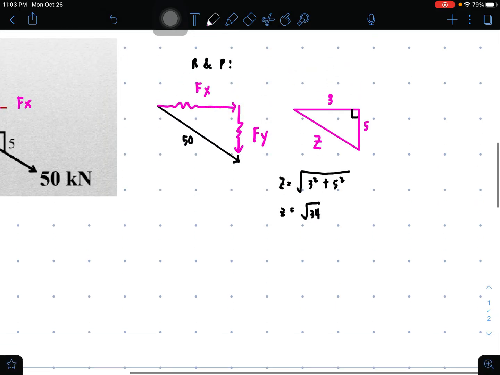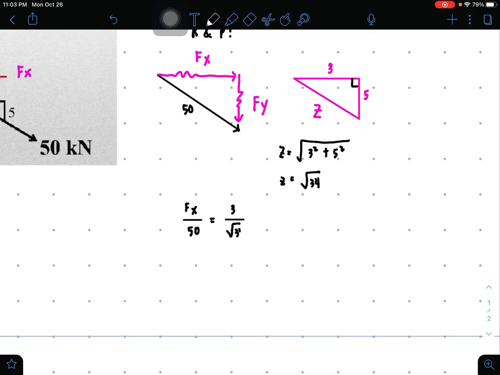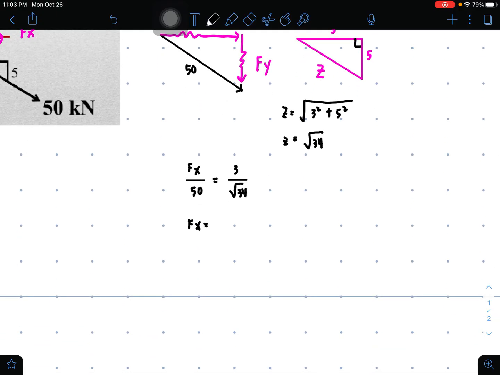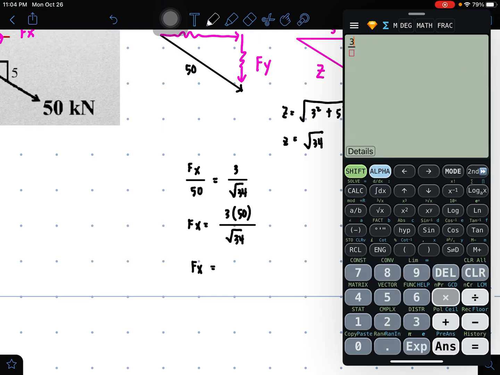So by ratio and proportion, we will have fx in relation to its 50. And that's equal to, since we're using the horizontal here, then we will be using that horizontal there. That's 3, and then since we're using 50, then we have to pair it with z. So what is our z? Z is square root of 34. So now fx is equal to 3 times 50 over square root of 34. So let's have 3 times 50 divided by square root of 34.